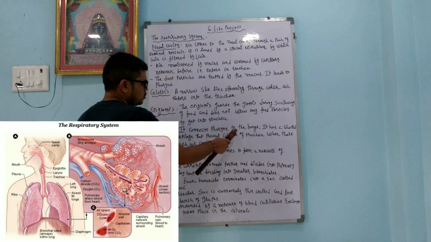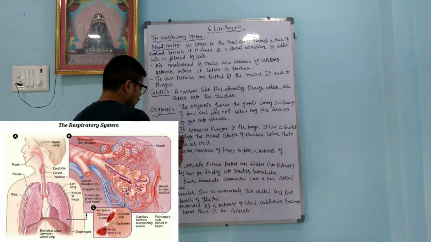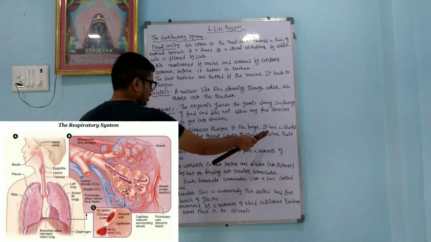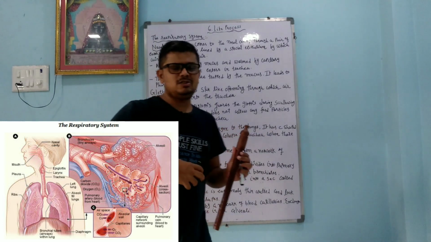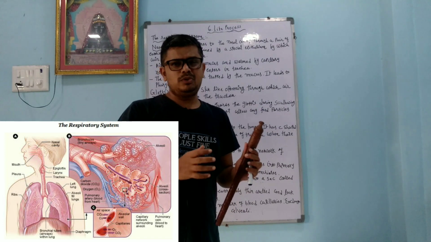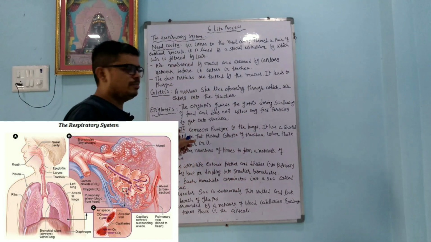The trachea connects the pharynx to the lungs. It has C-shaped rings of cartilage that prevent the collapse of the trachea when there is not much air in it. So when the air is not there, it will not collapse. To guard against that, cartilage rings are present.